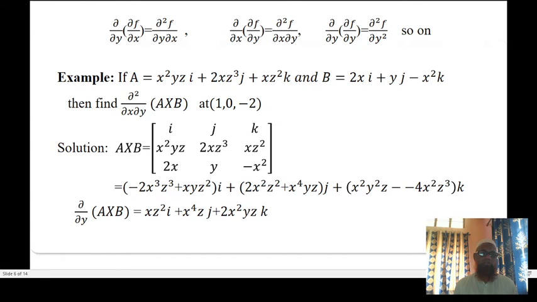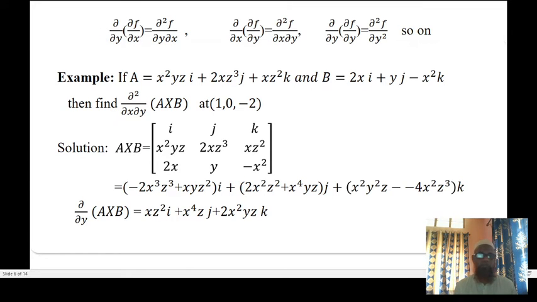So some examples on this. If a equal to x square y z i plus 2 x z cube j plus x z square k and b equal to 2 x i plus y j minus x square k, then find dou square by dou x dou y of a cross b at 1, 0, minus 2.